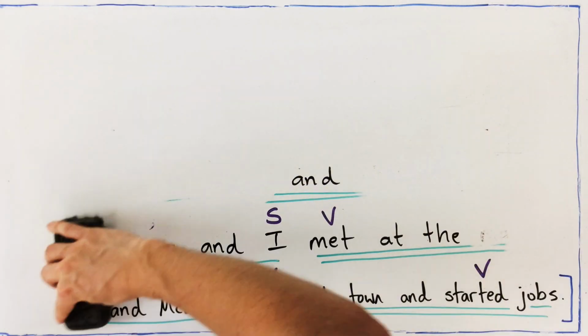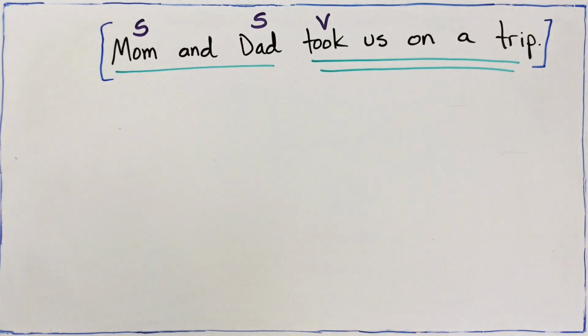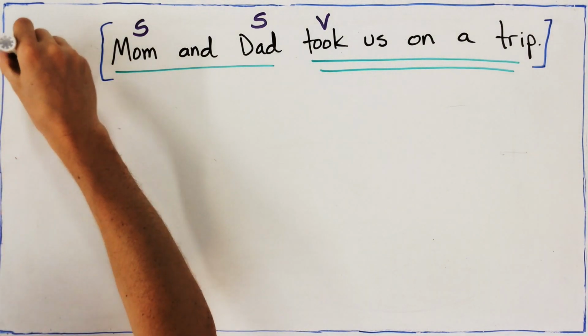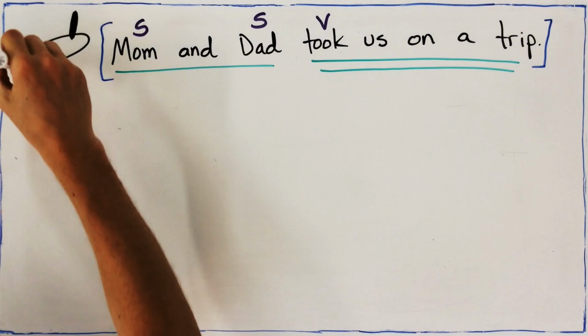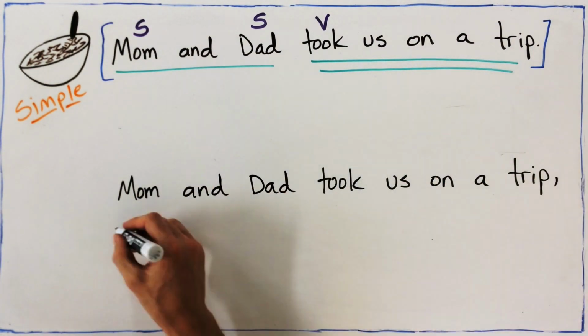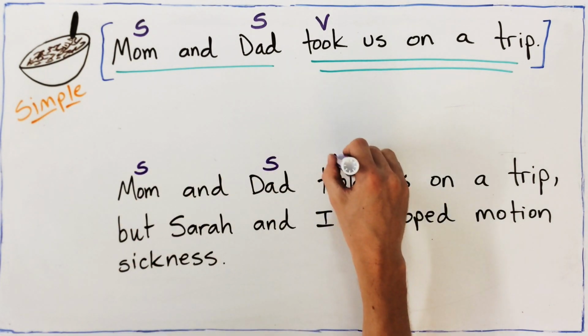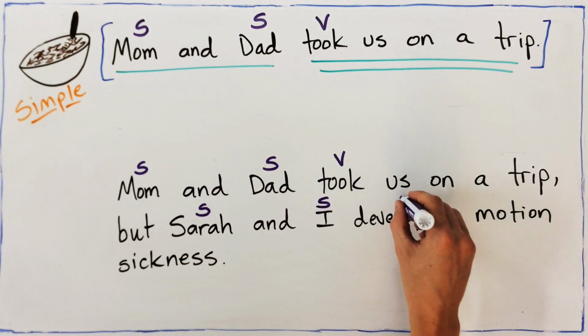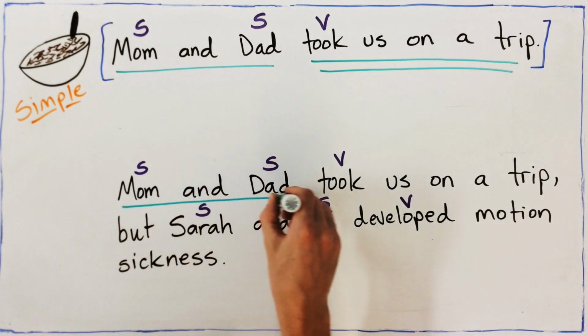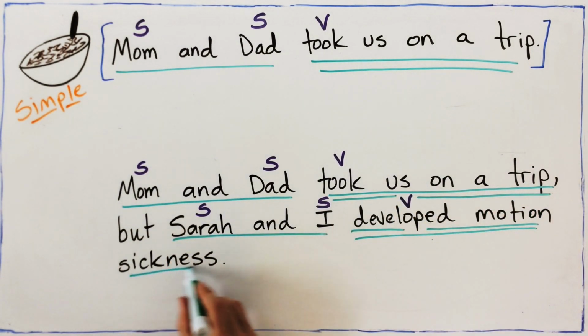Now, besides being the building blocks of sentences, clauses also tell us what type of sentences we're dealing with. For instance, any sentence with just one clause, like the ones we saw on the previous page, is called simple. You can't get any more basic than a one-clause sentence. But let me take that one-clause sentence at the top of the screen and add another clause to it. Now I have two complete subjects. The first one is Mom and Dad, and the first complete predicate is took us on a trip. But then the second complete subject is Sarah and I, and the second complete predicate is developed motion sickness.